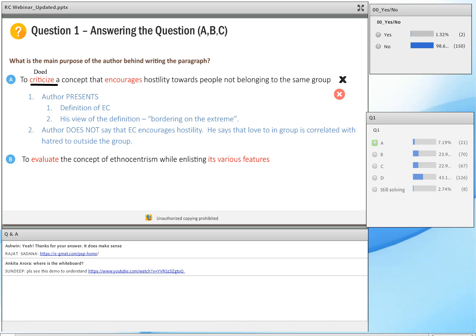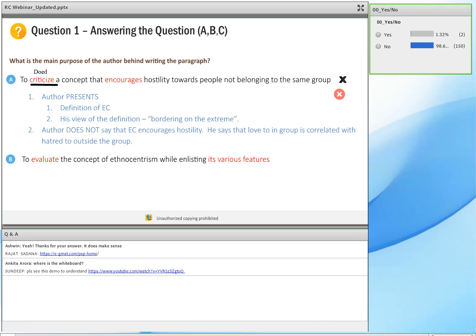Let's look at option B, and I'm going to bring in my short answer pod once again. It says, to evaluate the concept of EC while enlisting its various features. The word evaluate means that it talks about the benefits of EC and the downsides of EC. Does the author talk about benefits of EC on the society or the downsides of EC? No, he doesn't. So he can't be evaluating the concept of EC.